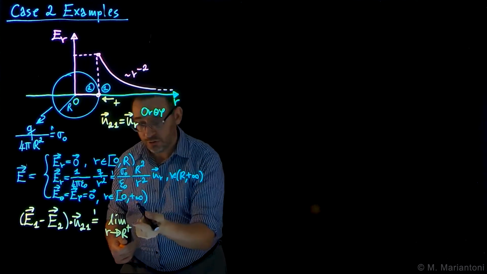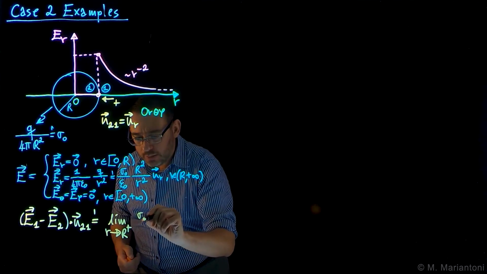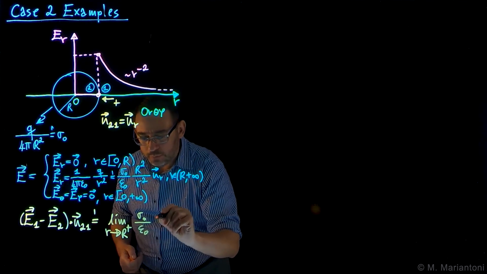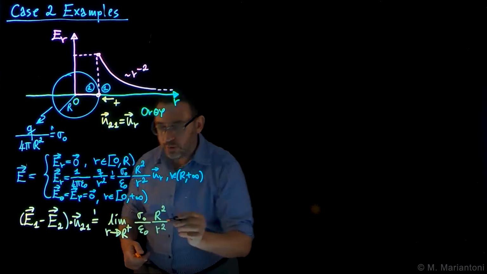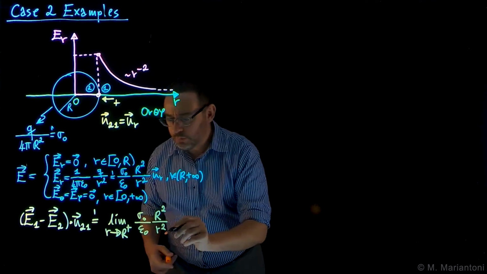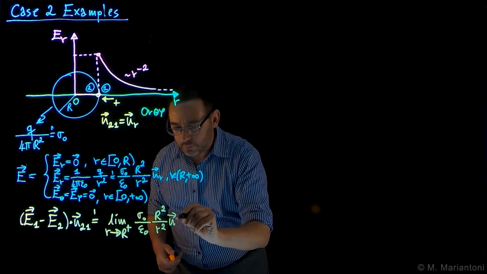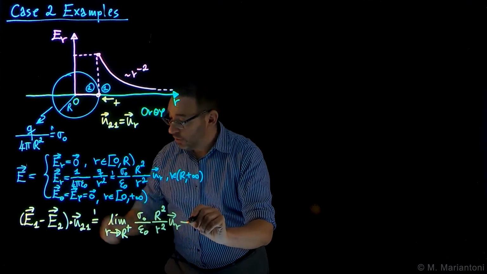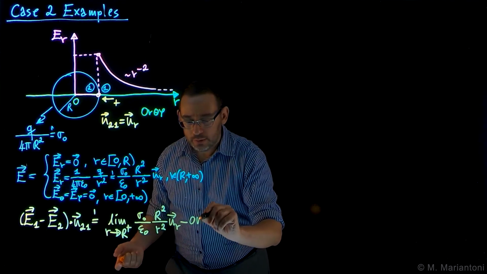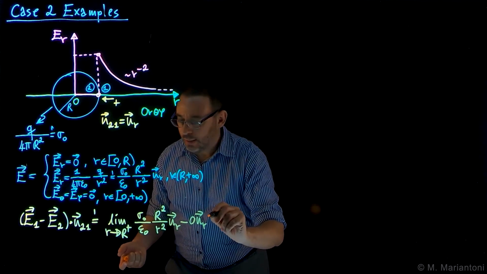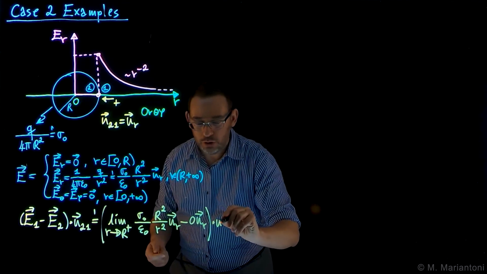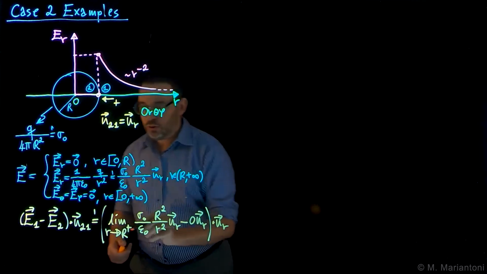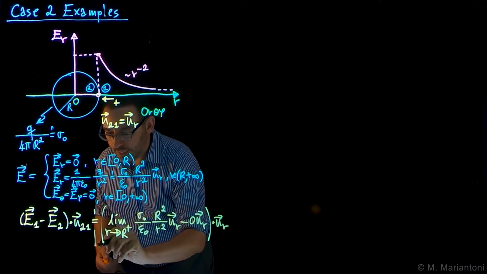I'm approaching r from the outside, so plus sigma naught divided by epsilon naught, capital R squared divided by small r squared. Then we take the limit, so this ratio becomes 1. This is directed as UR, minus E2, which is 0, directed as UR, and this quantity I need to project along N21, which is also UR.